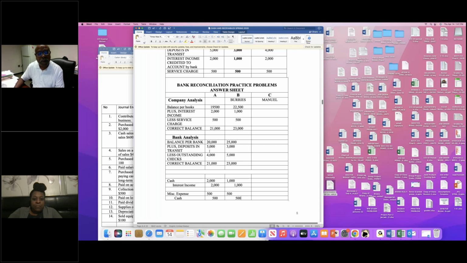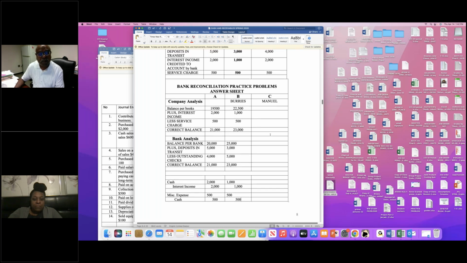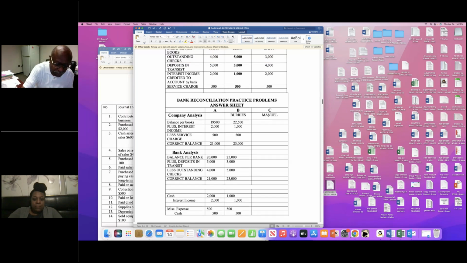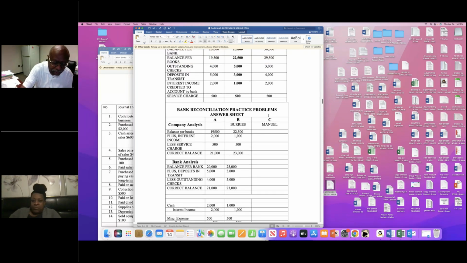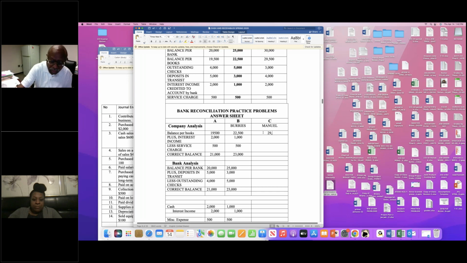Okay. For my balance per books is 29,500. Plus the interest income is 2,000. Less the service charge is 500. And then the correct balance for the company analysis is 31,000.